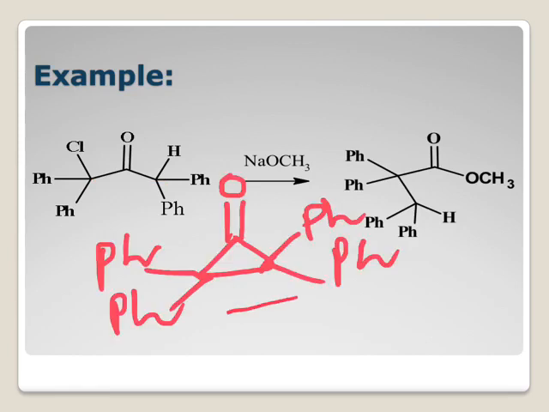Once we have got this, the methoxide ion, OCH3 minus, will attack on this carbonyl carbon. Oxygen will acquire a negative charge. Now since the ring is symmetrical, whether we break this bond or this bond, you will get the same product, which is this product. So this is the example of a symmetrical ketone, which is quite simple.